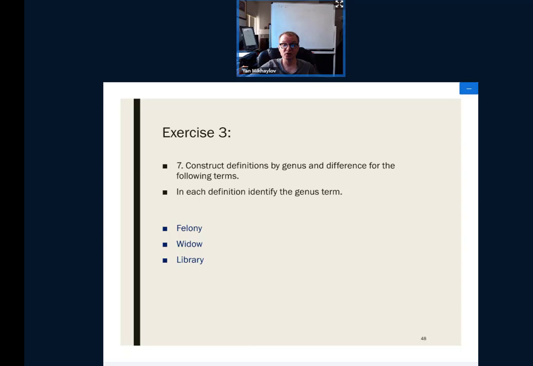Okay, this is all the rules you should keep in mind, and with these rules in mind, create me 3 definitions by genus and difference for these 3 words: felony, widow, library. All of them should follow proper English grammar, not be too broad, not be too narrow, and so on. And the person who does that first, I'll try to be reasonably flexible, but you do have to get it right. The person who gets it first gets extra credit.